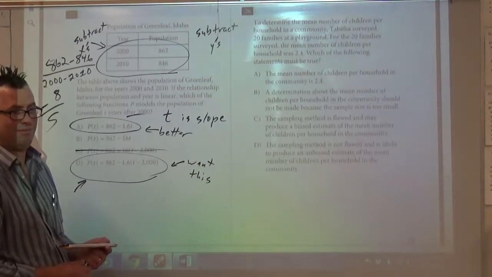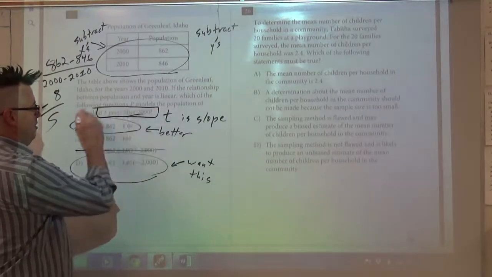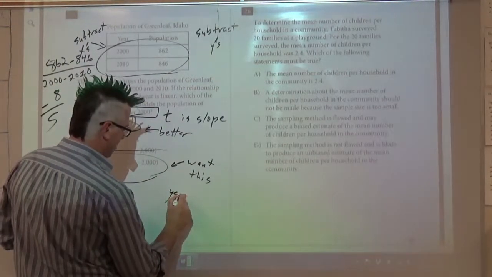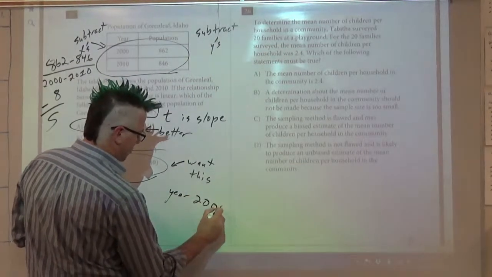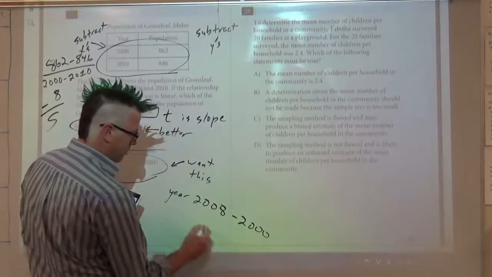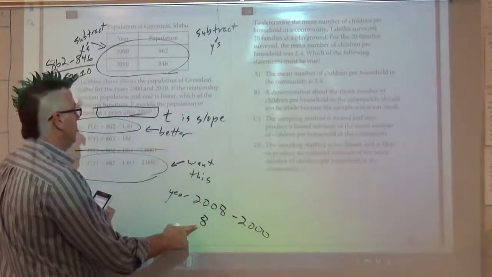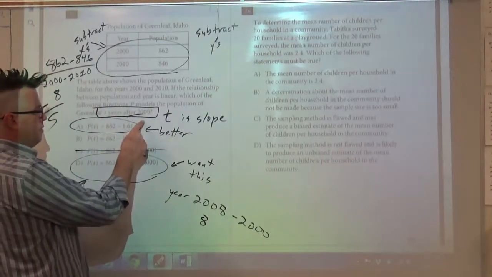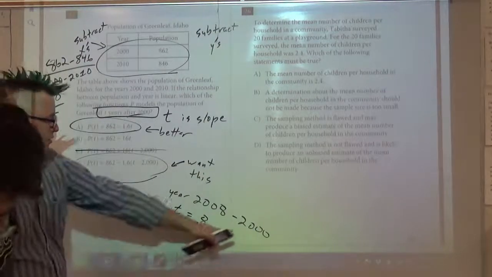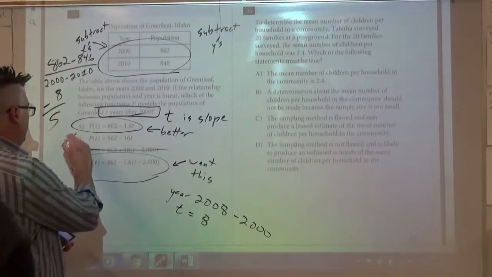But they say t years after 2000. Now, if it was year 2008, you subtract out the 2000 because 8 years went by, right? But t is already years after 2000, so t should just look like 8, instead of looking like 2008. So A is the right one on that one.